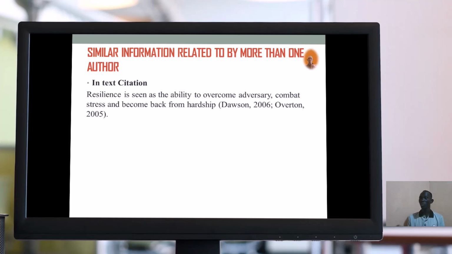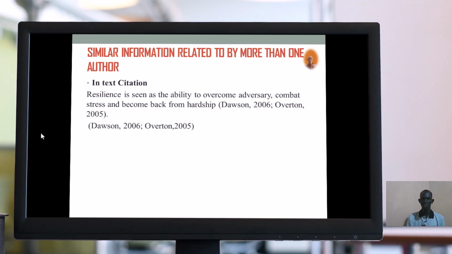You put a semicolon, then you put Overton, comma, his year of publication. They published in different years and with different publishers, but their work is similar, meaning the work rhymes. That's how we cite for them. And this is the other way of citing.